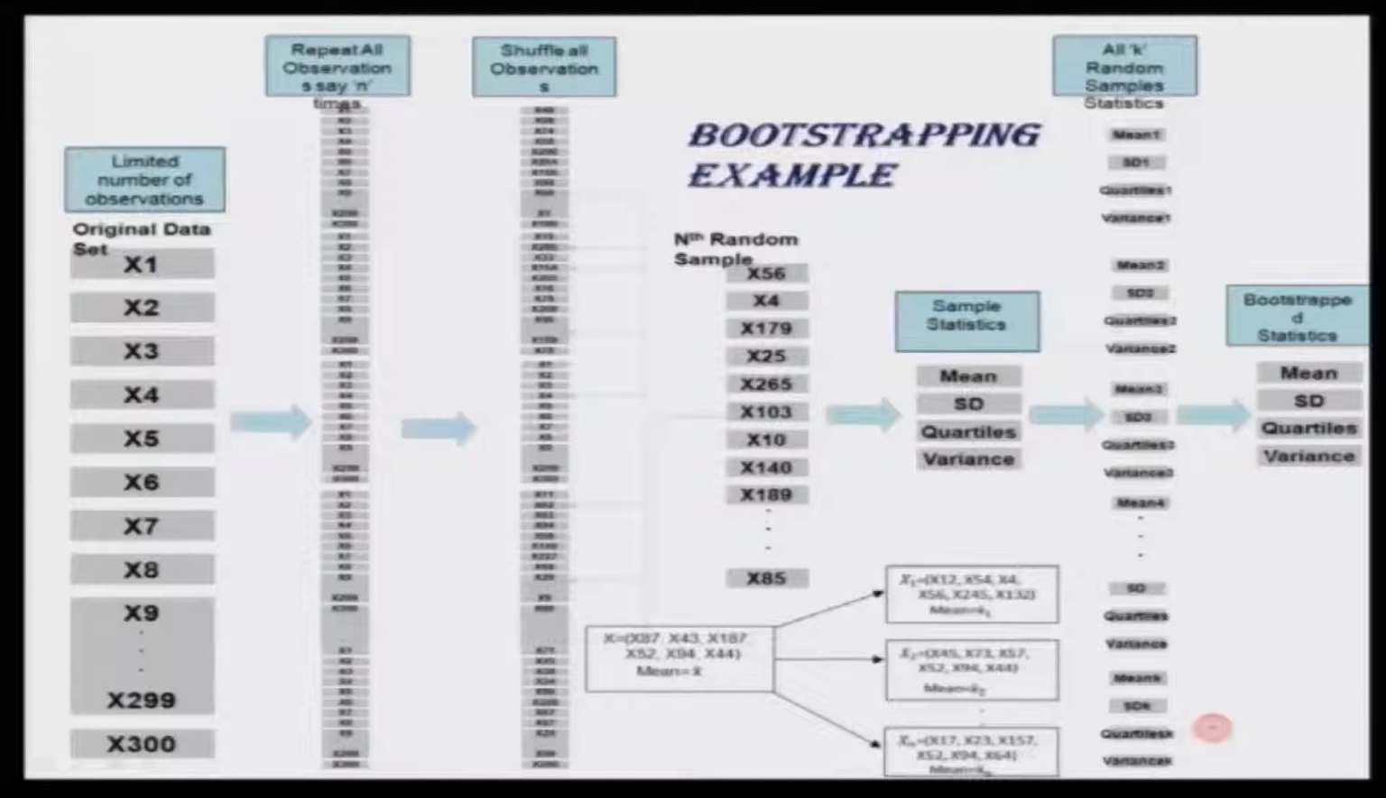Now, as you are listening to whatever I am saying, try concentrating on the slide also. If you see the leftmost set of columns, it basically gives you a limited number of observations, and there are 300 in number. Consider that 300 is the maximum such sample which I can ever pick up from the population.